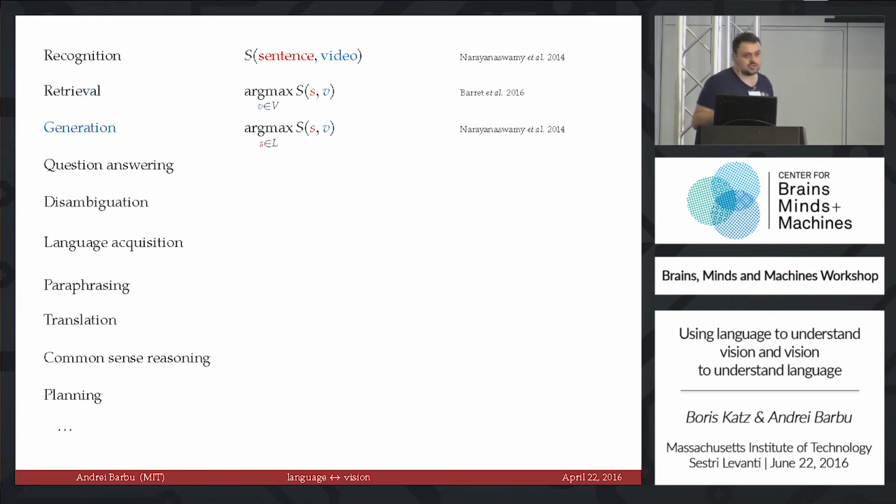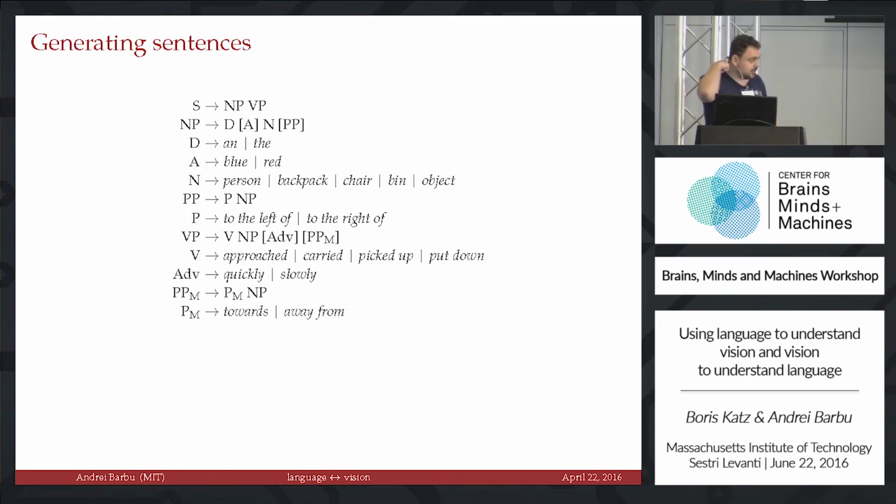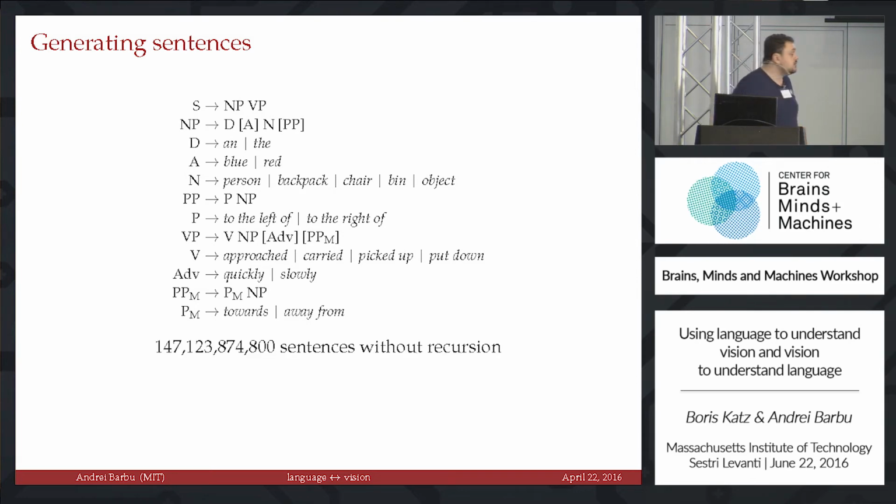Something that we can do is we can switch to generation. In the same way that in retrieval we have a big corpus of videos and we search over the corpus given a particular fixed sentence, we can think of generation as I have a really big corpus of sentences and I search my corpus of sentences given a particular video. Now, this doesn't really work very well, because even if you take a trivial little grammar that only has a few objects and a few verbs, a few adverbs, even if you ignore the recursion in the grammar, you get a tremendous number of sentences. And that's before you use a natural language generation system that can generate many, many more sentences for you.